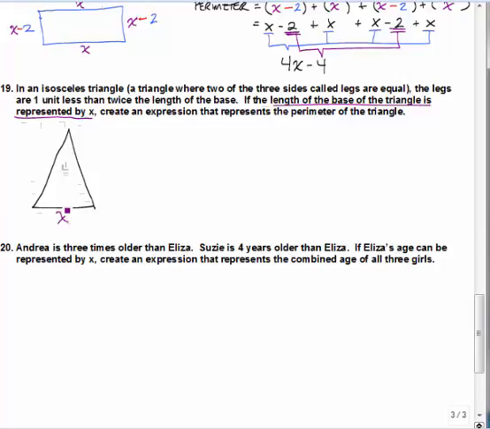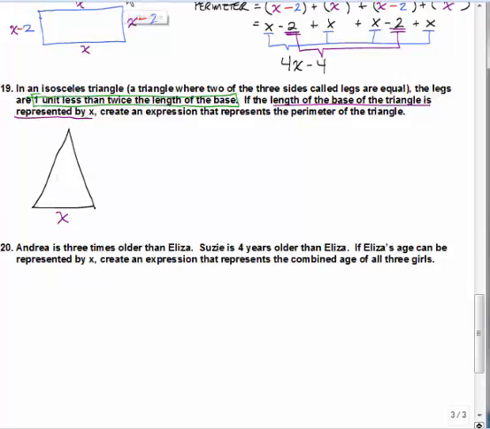Again, this would be a great place to pause and see if you can finish the rest on your own. And then start it when you're ready. But it tells us here, in an isosceles triangle, they give us the legs. That's the other 2 sides. The legs are 1 unit less than twice the length.